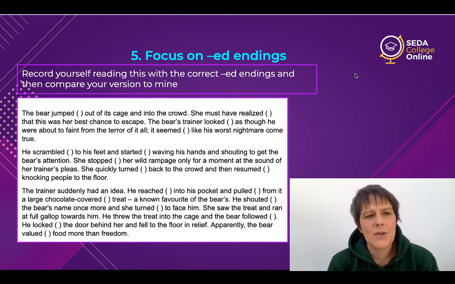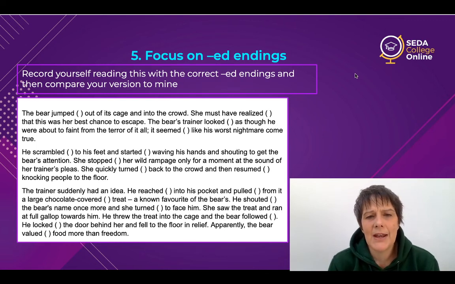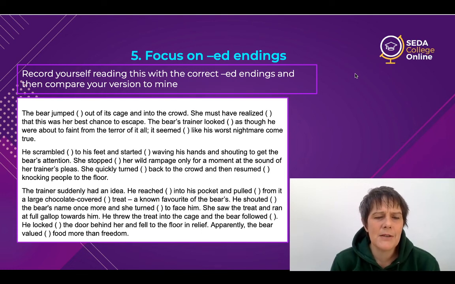Okay? So the bear jumped out of its cage and into the crowd. She must have realized that this was her best chance to escape. The bear's trainer looked as though he were about to faint from the terror of it all. It seemed like his worst nightmare come true. He scrambled to his feet and started waving his hands and shouting to get the bear's attention. She stopped her wild rampage only for a moment at the sound of her trainer's pleas. She quickly turned back to the crowd and then resumed knocking people to the floor.